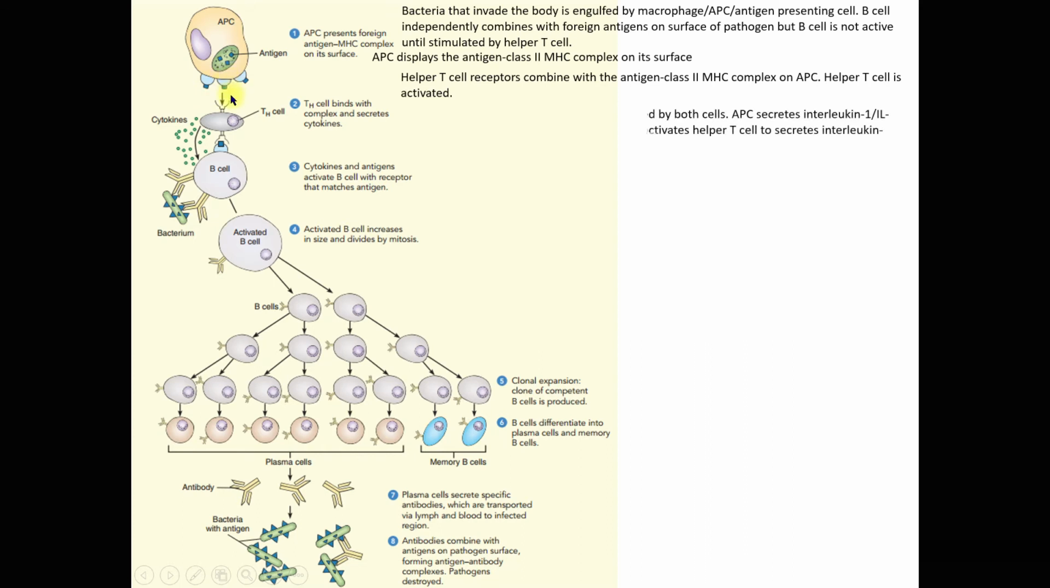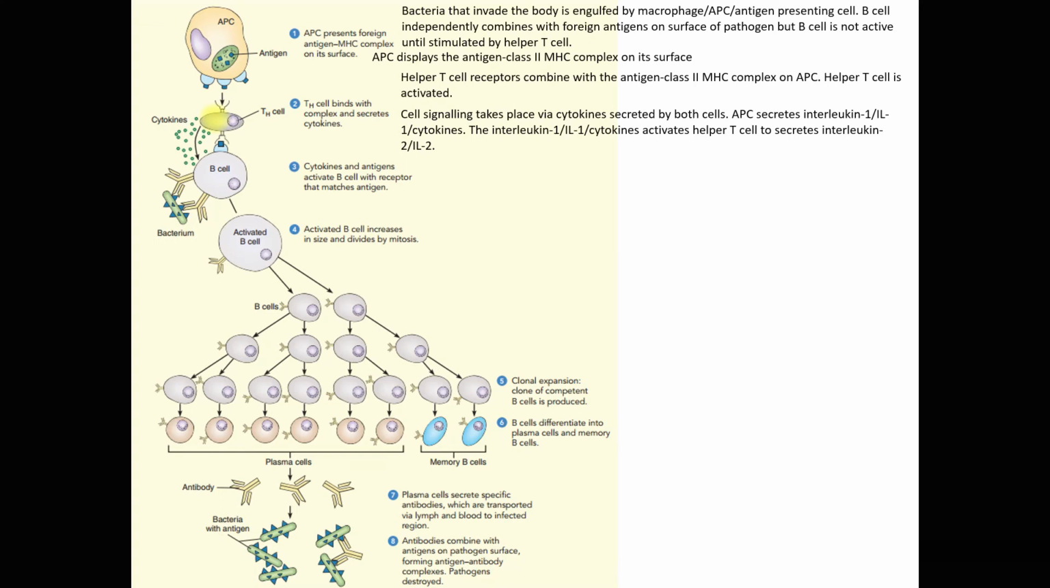Okay. Next, bila helper T cells sudah activated, okay, lepas dia bind dengan antigen class 2 MHC complex di APC ini, cell signaling will take place via cytokines that are being secreted by both cells. So meaning to say, selepas helper T cell bind dengan antigen class 2 MHC complex di APC ini, cell signaling akan take place, di mana helper T cell ini secrete cytokines kepada APC, APC pun secrete cytokines kepada helper T cells. Alright, now cytokines is very general.